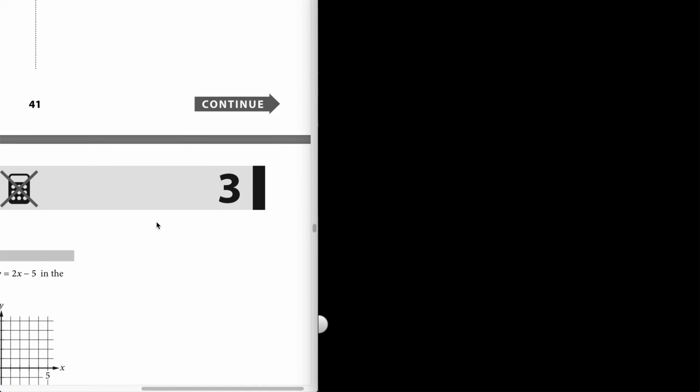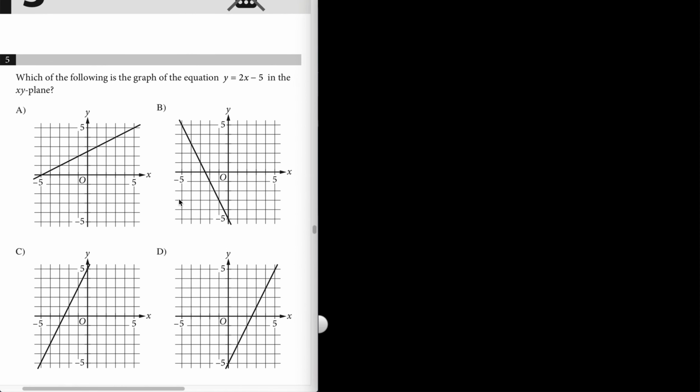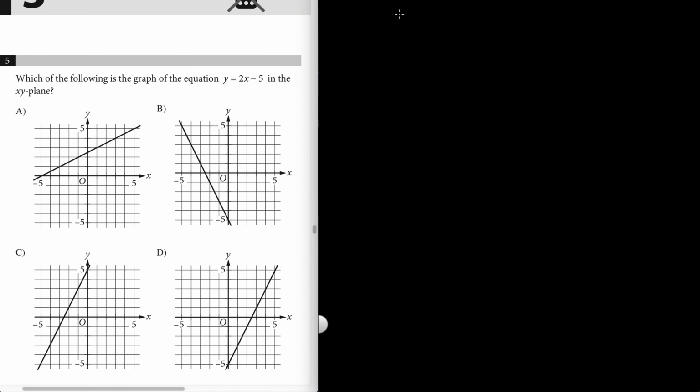Alright, let's go to number 5. Which of the following is a graph of the equation y equals 2x minus 5 in the xy plane? Okay, so this one's not too bad. They just ask us for basically graphing this line, right? And I think the easiest way to do this is actually just plug in a few points and check them with the answers. I think that's probably the quickest way.